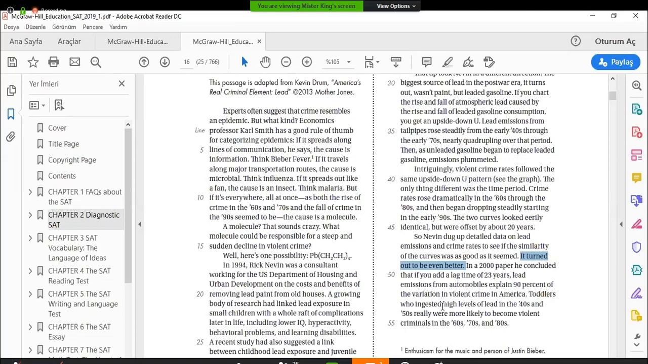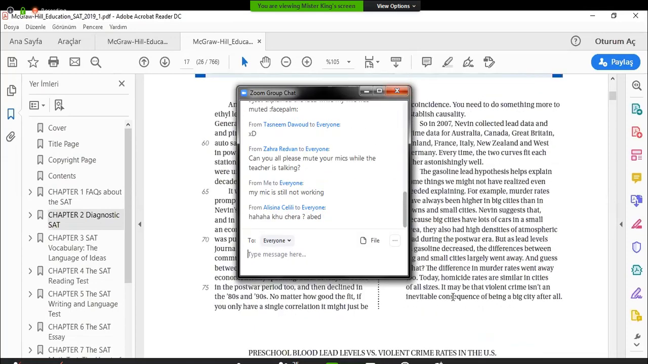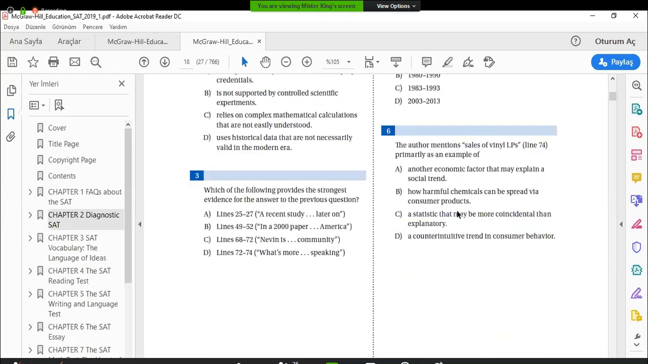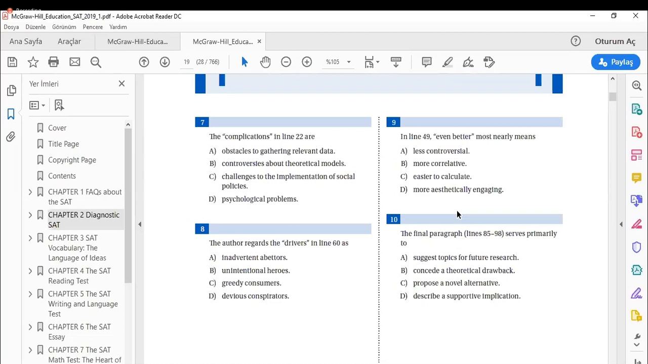Zehra. Yes, sir. What type of question is this, Zehra? Definitely a vocab question, sir. Sure, we agree with you. In line 49, even better, most nearly means. Line 49. Where is it? This one.